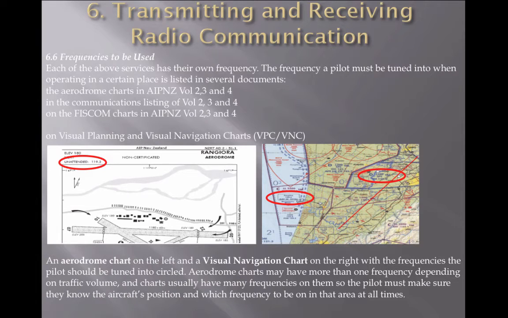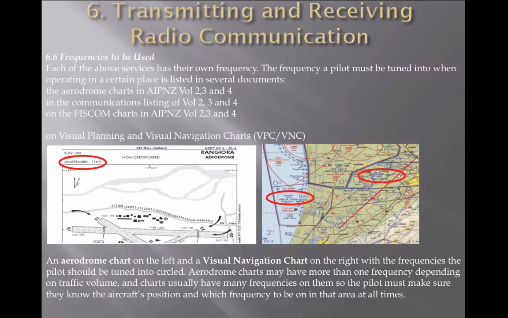Now, all of those previous services we just discussed have their own frequency. The frequency a pilot must be tuned into when operating in a certain place is listed in several documents. Now again, this is a very common exam question. What documents list radio frequencies? So, the aerodrome charts in the AIPs 2, 3 and 4, and the communications listing, volumes 2, 3 and 4, and on the FISCOM charts for 2, 3 and 4. You will also find them on visual planning and visual navigation sites.